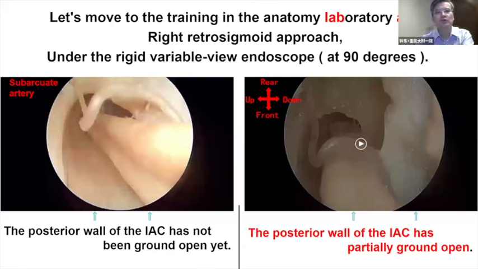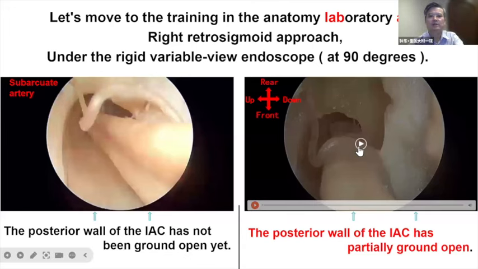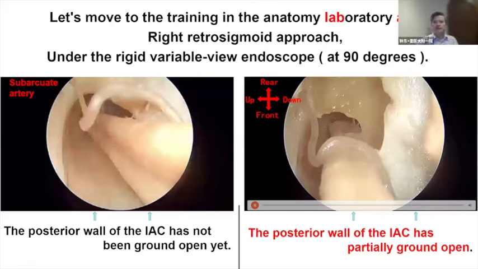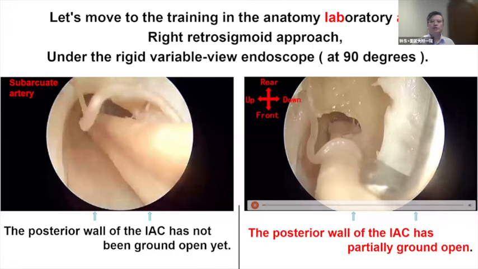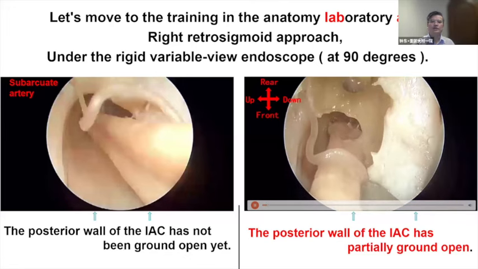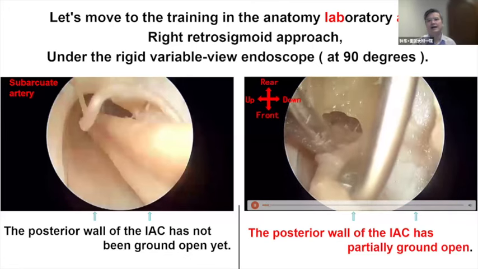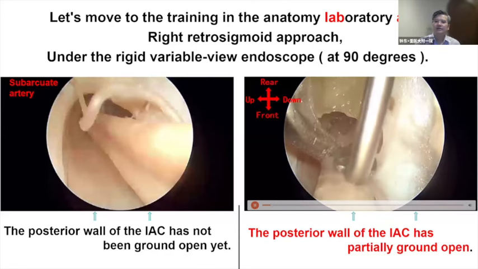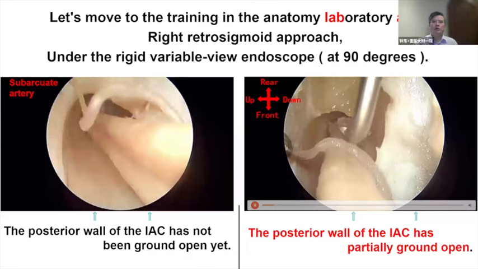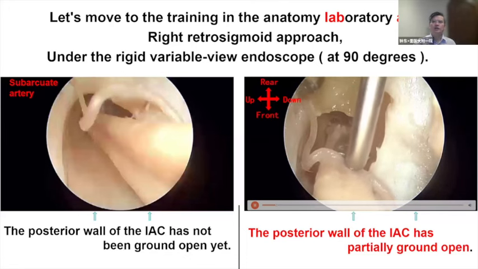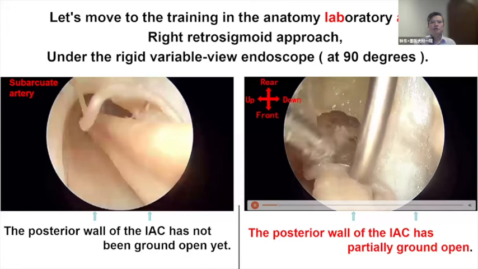Let's move to the training in anatomy knob again. Right retrosigmoid approach under the rigid variable view endoscope at 90 degrees. Then the posterior wall of IAC has been partially ground open.